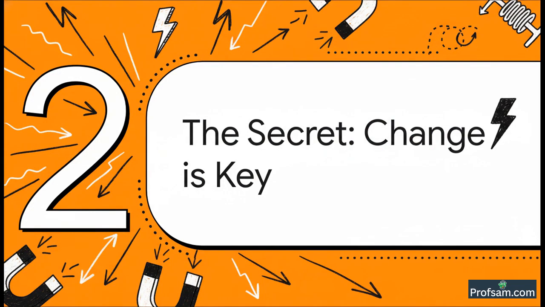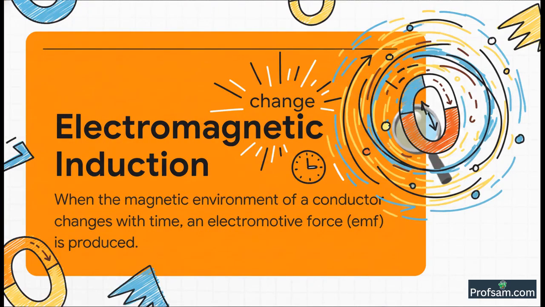The fundamental idea behind all this is actually very simple. Now, what's really interesting about this slide is that it captures the whole secret in one single line. The key word here, the most important word, is change. It's not the magnetic field itself that creates the current. A magnet can sit next to a wire all day long and absolutely nothing will happen. What matters is the change in the magnetic environment. That change is the real hero.